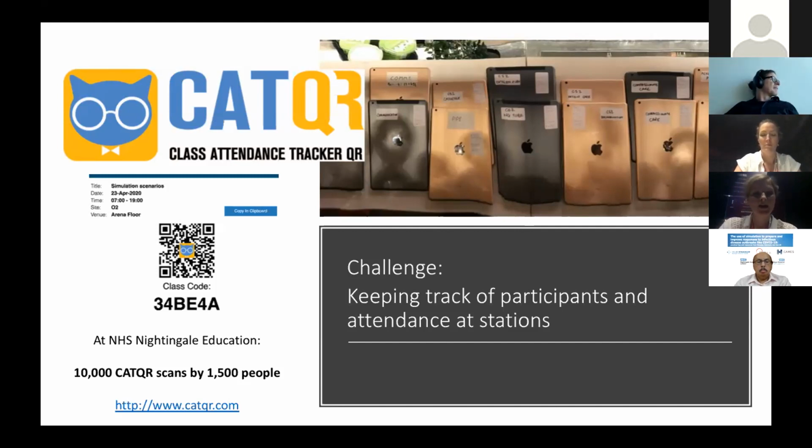We then found something called the CAT QR, which is the Classroom Attendance Tracker. And by putting a QR code at each station, so for example, the compassionate care station, the proning station, the PPE station, each participant with their mobile phone could scan the QR code at each station, and at the end of the day we'd have that person and know exactly which stations they had gone to and which ones they hadn't. And that worked really well at ensuring that everyone had attended all the stations that they should have.